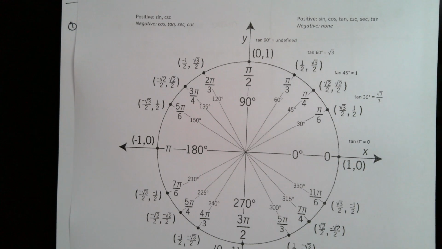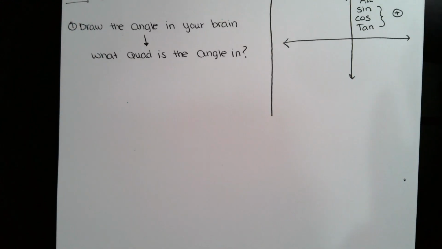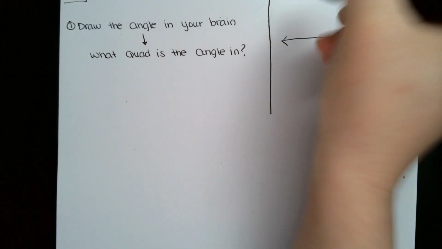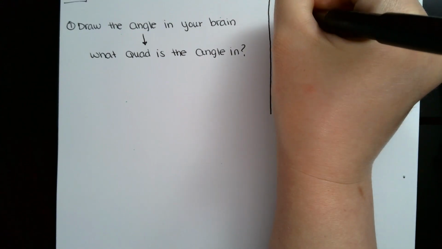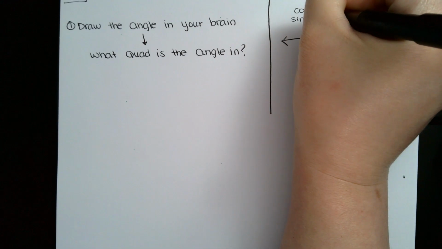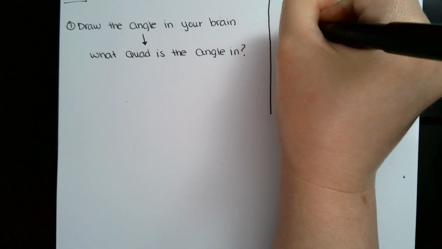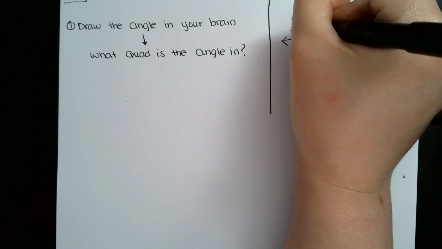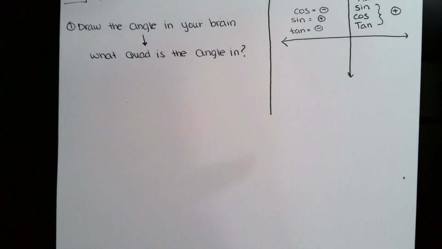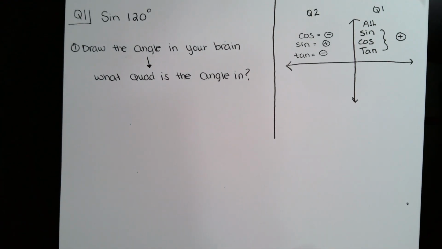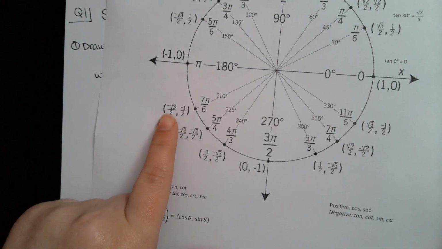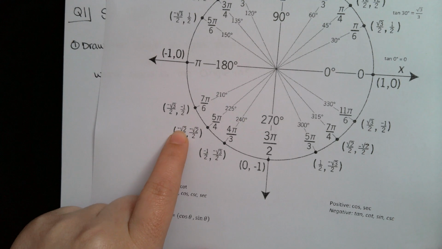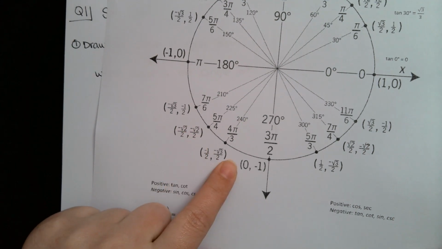So that means x's are cosine. That means cosine is going to be negative, sine is going to be positive, and tangent, because it's sine divided by cosine, is going to be negative for your answers. Next, in quadrant 3, notice both the x's and the y's are negative.